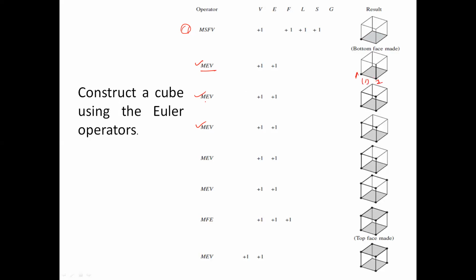Similarly, again we have defined an edge and a vertex. So this is already there. This is already there. This is already there. So a third point has been defined and the second edge has been defined.